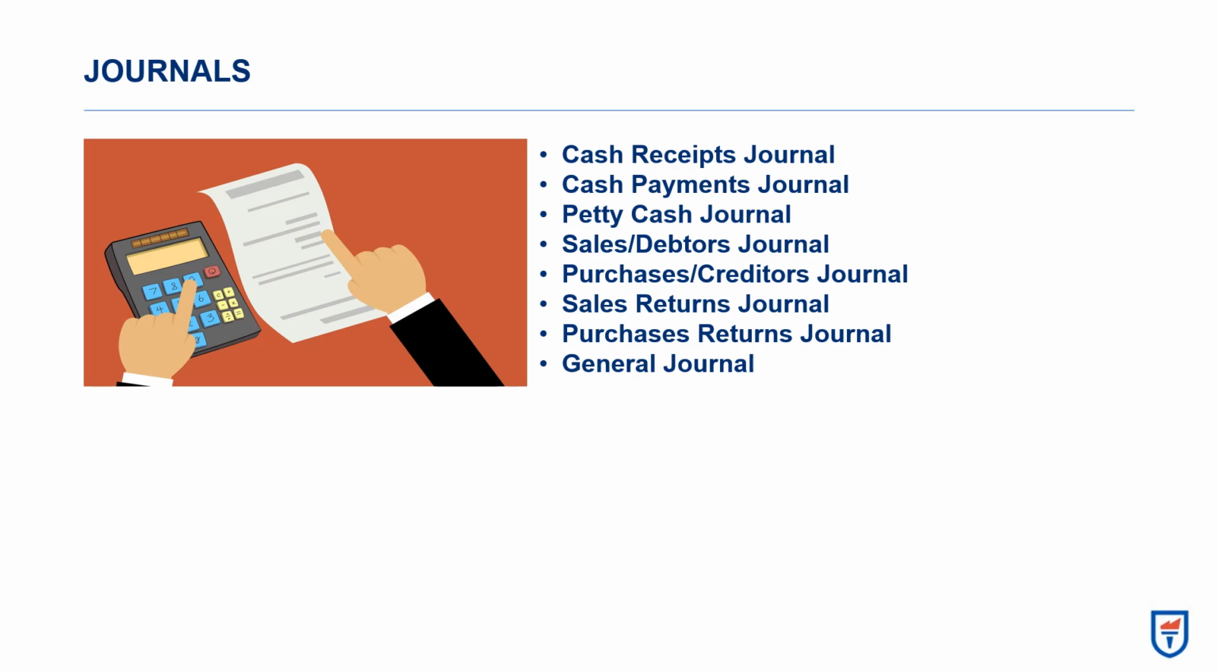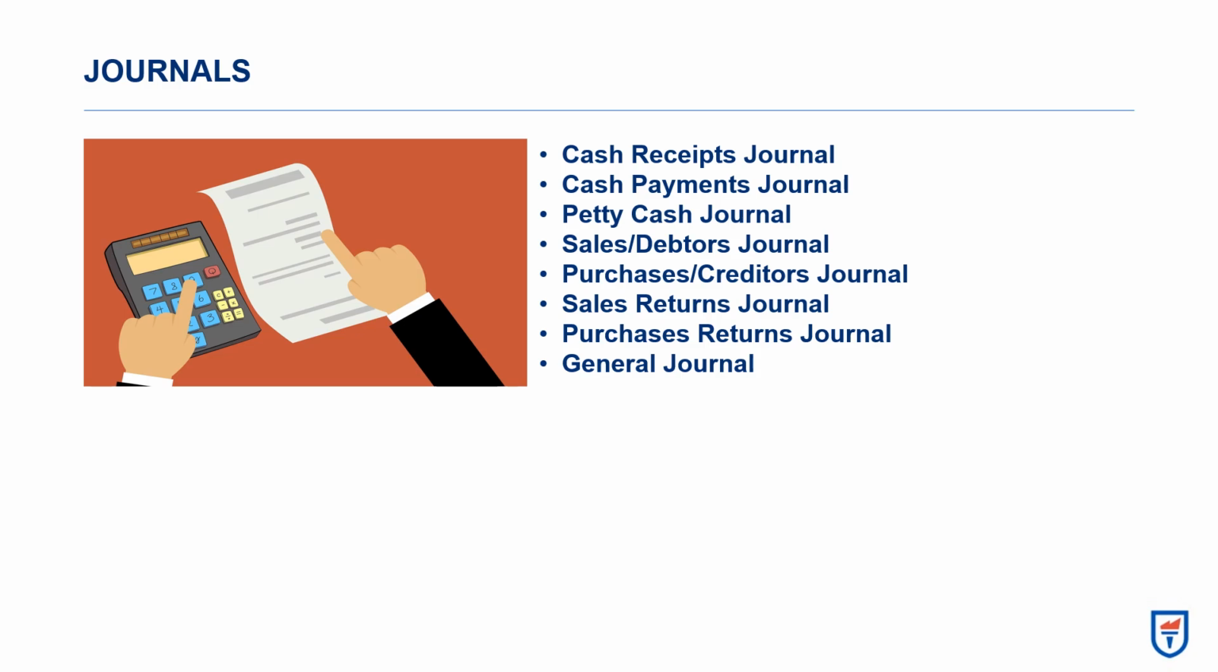We also have what is called the sales or debtors journal. In the sales or debtors journal, you are recording only the credit sales made by the business. Then you have the purchases or creditors journal. In the purchases journal, it's where you are recording the credit purchases made by the business. You will record that in the creditors journal.